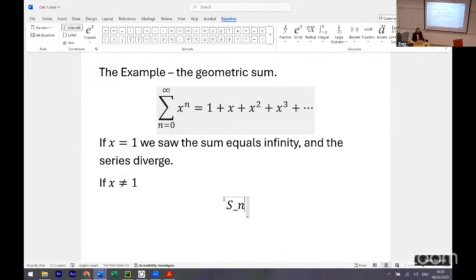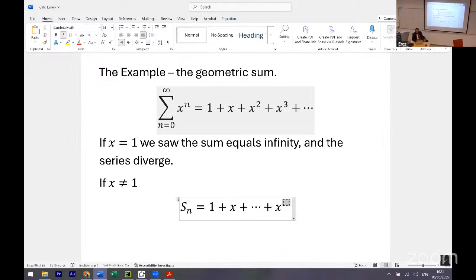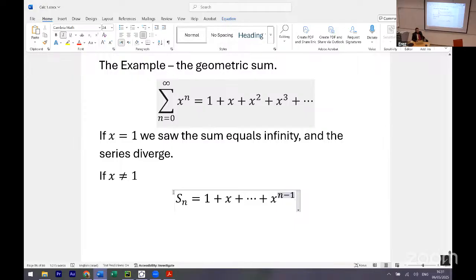What is the partial sums sequence? So it's the sum of the first n elements. What is the first element? And the next? x. And when do we stop? x to the power of n minus 1, right? Yes. So this is the partial sums sequence, and you wish to know to where does it converge, if at all? What is the limit?